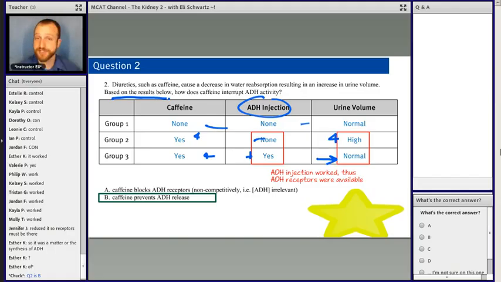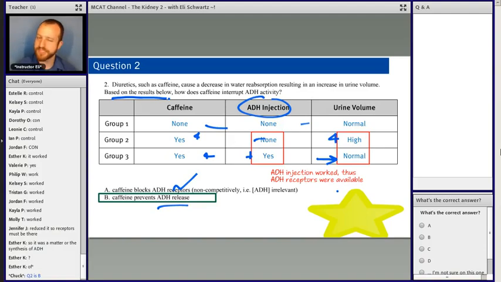And the reason it's due to this experiment result is because when we added ADH, that did have an effect. And if it had an effect, then the receptors must have been fine, because in this case, we had a negative effect due to it, but we had an effect. So it must be the case that whatever the other answer is, ADH release apparently was the problem in the first place.